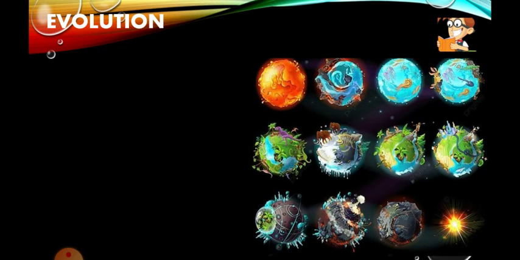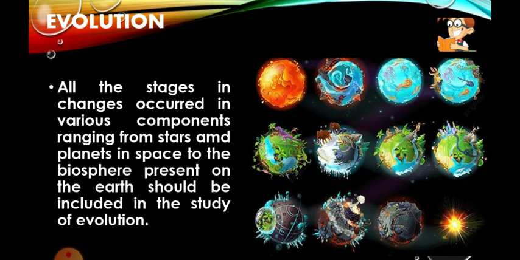Now let's see. So we cannot talk only about the organism. Evolution, when we are talking about it, is even in the components ranging from all the stages and the changes occurred in various components ranging from stars and planets also in the space. That is also evolution. Not only the life which has taken place on the surface of the earth, but before the earth was born, or before the changes within the living organisms took place on the earth, there was even evolution in the stars and planets.